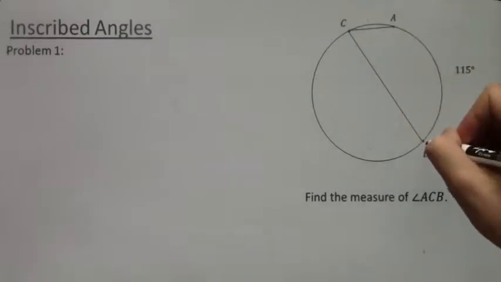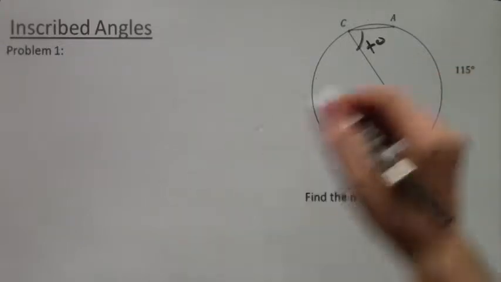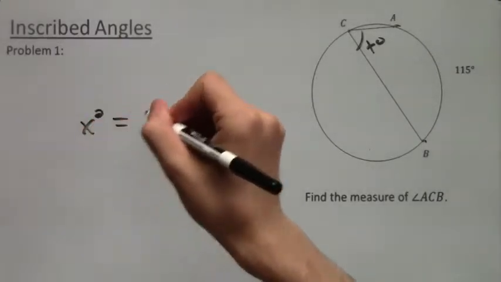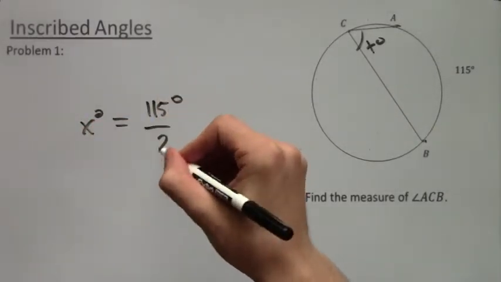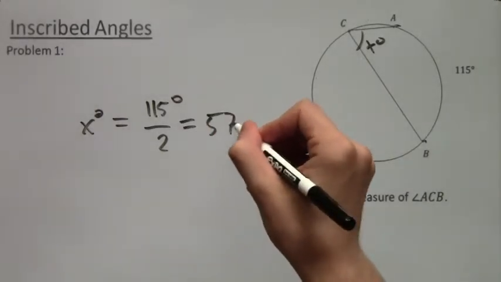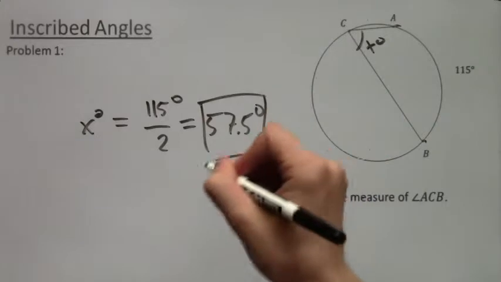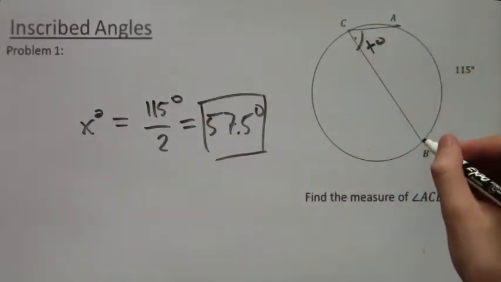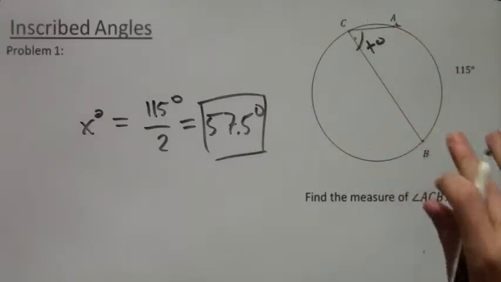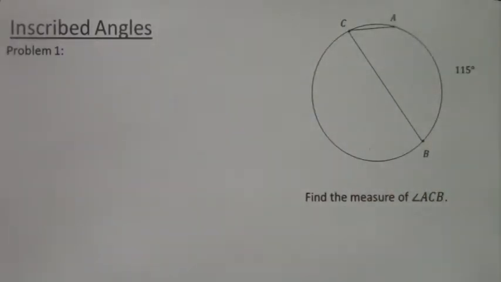So here we want to find the measure of angle ACB. So that's that angle. I'll label it as x degrees. And we know that the measure of AB is 115 degrees. And since the measure of AB is that arc that the inscribed angle intersects, then the measure of that inscribed angle is half of 115. So we divide by 2 and we get 57.5 degrees. So once again, it's that arc opposite of the angle.